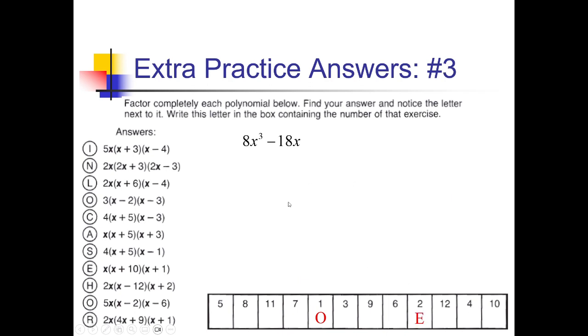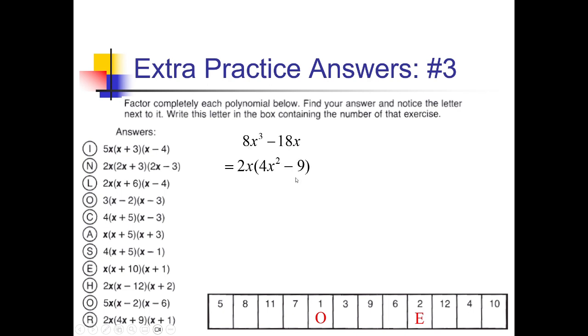Now number 3, it looks like we only have 2 terms here, and they both have x's, so I can definitely take out a common factor of just x. But also, 8 and 18 are both divisible by 2, so I'm going to take a 2x out of all this. So I have 2 and an x, and if I take that out now, this is going to be a 4x squared, and then dividing that into the negative 18, divide that by 2x, that's going to be a negative 9.